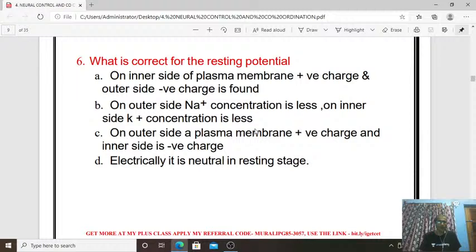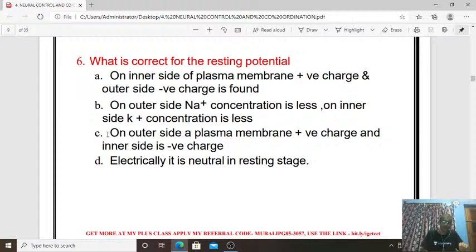What is correct for the resting potential? In the case of neural action, when the nervous system is not working, it is called resting potential. When the nervous system is working, meaning the neuron is passing the nerve impulse or neural signal, the action potential will be generated. So resting potential is observed when the neuron is not transmitting any kind of impulses.